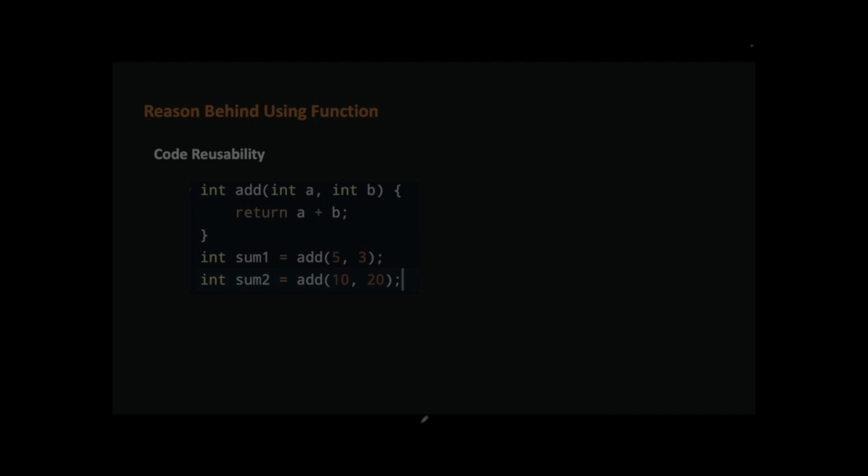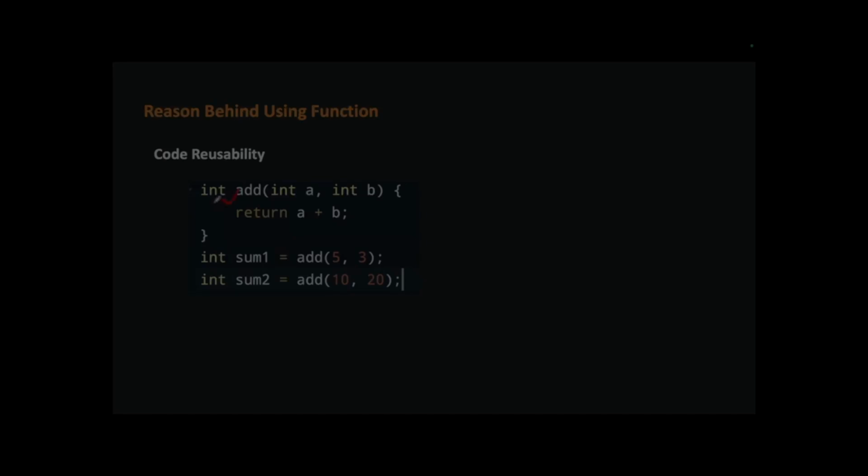So let's go. What is the reason behind using a function? The first is to improve code reusability. This is one of the most important reasons for using functions. Here you can see a small snippet of code that will make you understand how the code is being reused. Here you can see the integer.